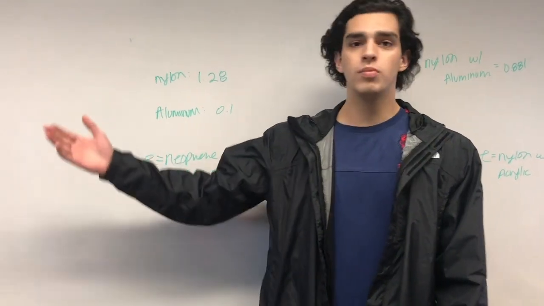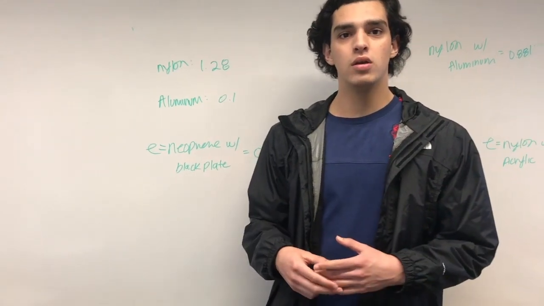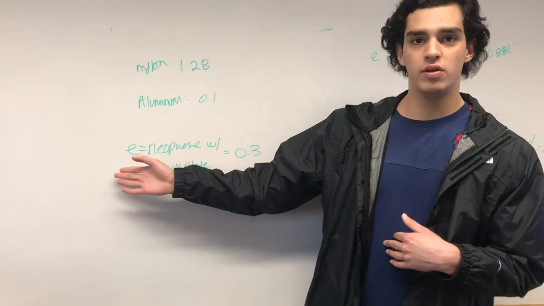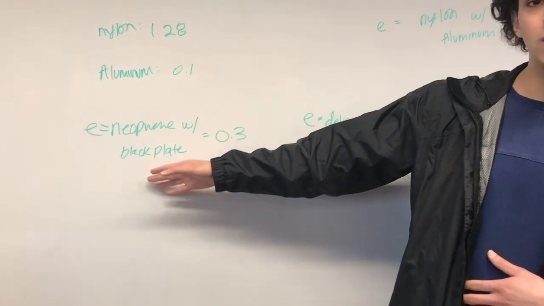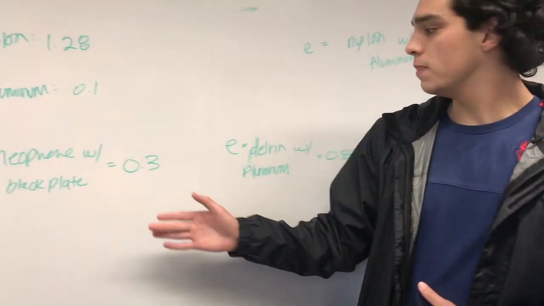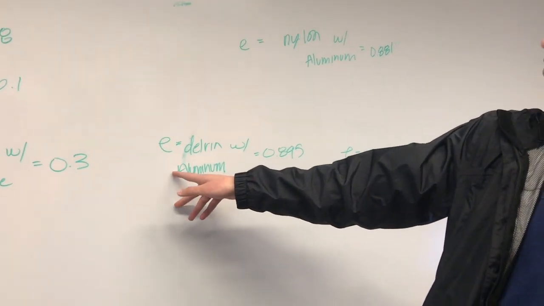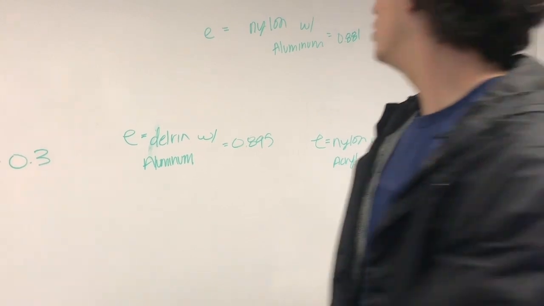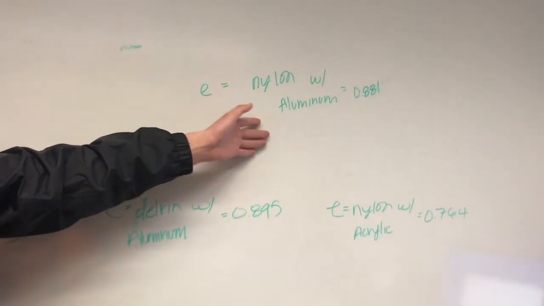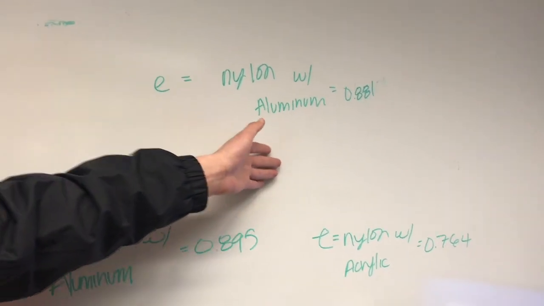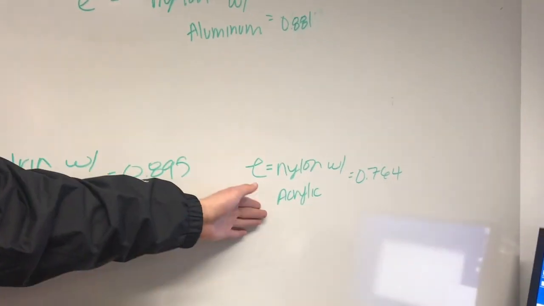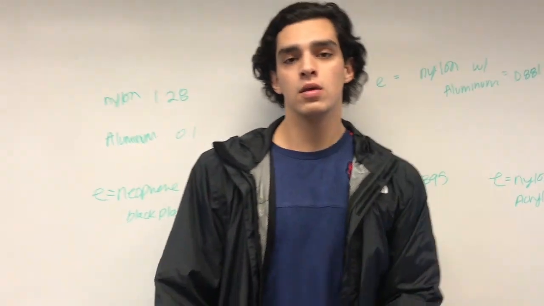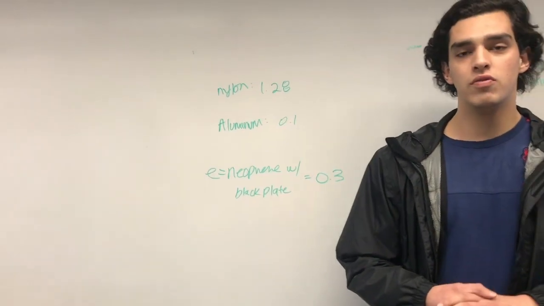Go ahead. So after performing our experiment of dropping balls of different materials onto plates of different materials, we calculated their particular E's. Neoprene on the black plate being 0.3, the coefficient of restitution of Delrin on an aluminum plate being 0.895, the coefficient of restitution of nylon on an aluminum plate being 0.881, and nylon on acrylic E was 0.764. We compared these values to some values found online.